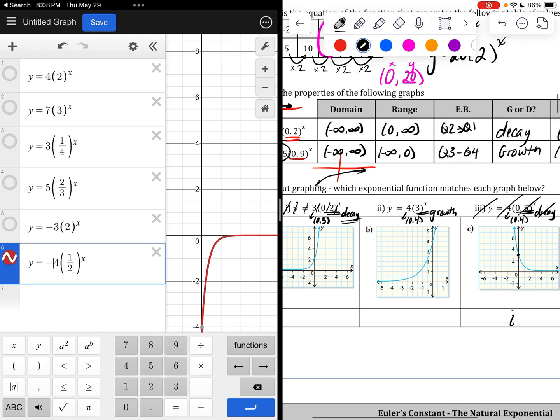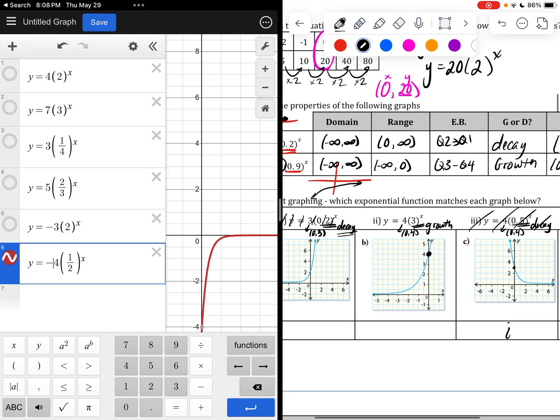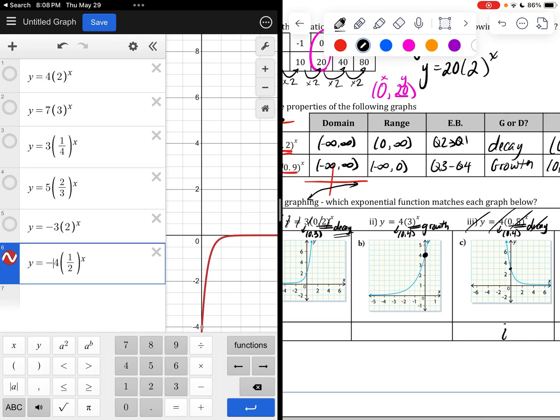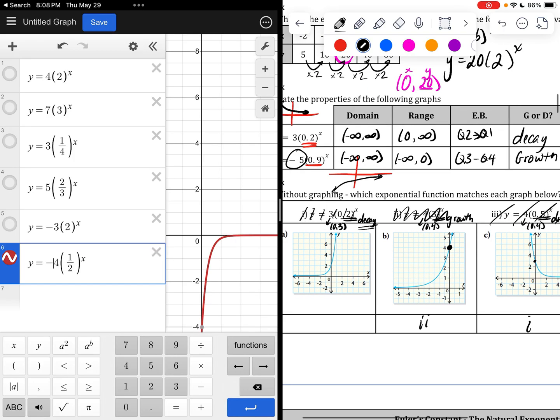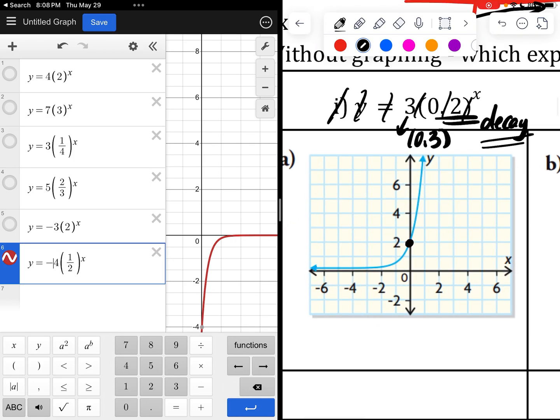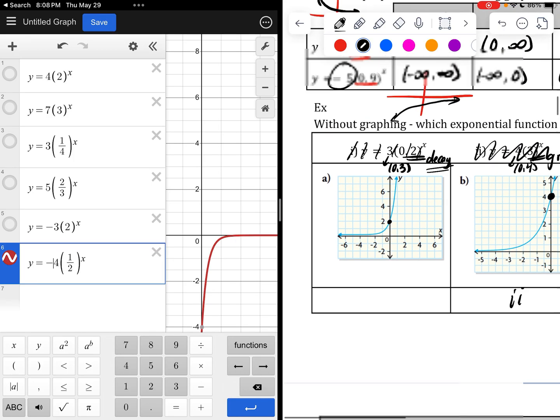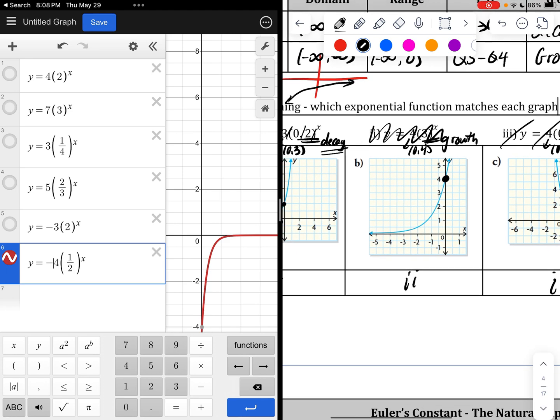Okay. Next up, this one has a y-intercept of 4, and it's growing. So it must be this second one, which leaves us with a y-intercept of 2 and growing. Y-intercept of 2, that's good, and it's growth. So that must be the fourth.